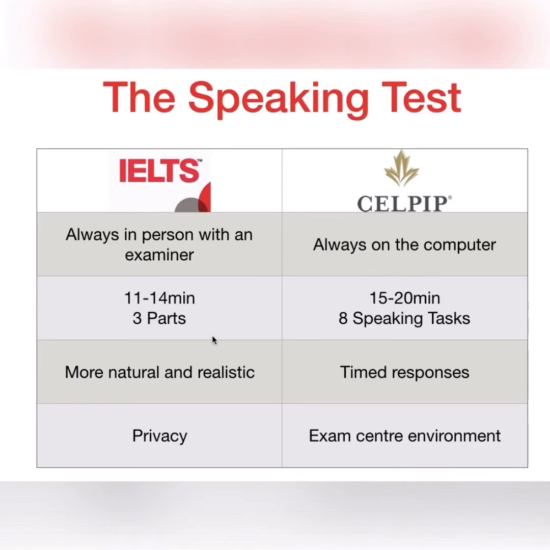The IELTS speaking test ranges from 11 to 14 minutes, and there are 3 parts. And the CELPIP speaking test ranges from 15 to 20 minutes, and there are 8 speaking tasks. So the biggest difference is that the CELPIP test has timed responses on a computer. So that means that for a question, you'll be given between 30 to 60 seconds to read the question, understand the question, and think of your ideas.